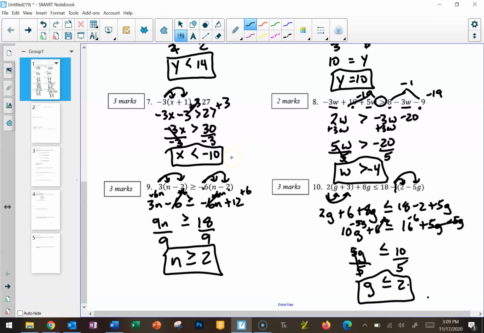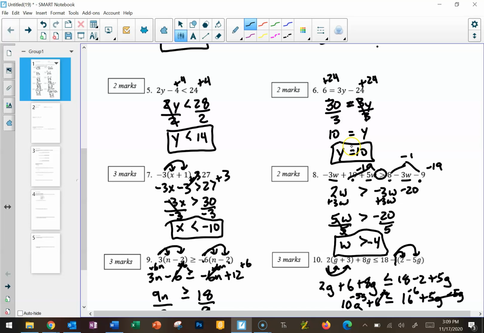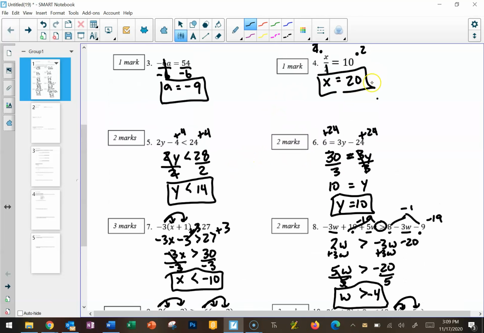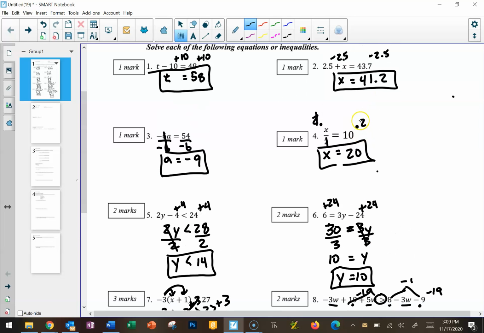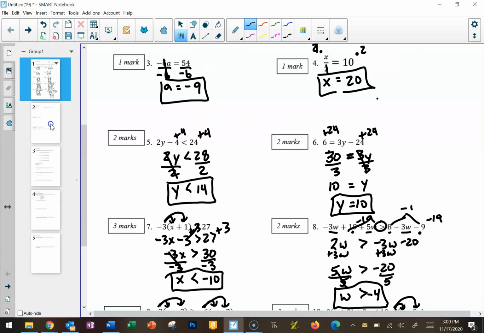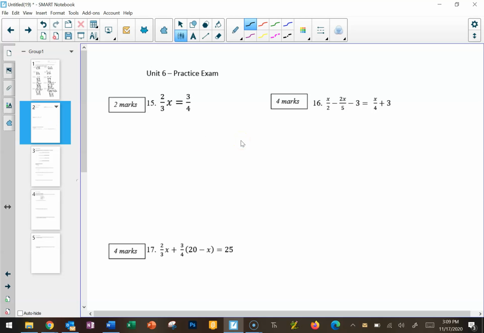And I'm just going to check my answers with my answer key, and make sure I didn't make any silly errors, unless my answer key also has an error, which has happened before. 10, 20, 41.2, and 50. Okay, looks good. Move on to page 2, and there's a few more here.